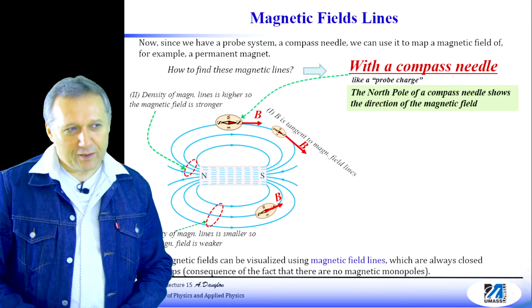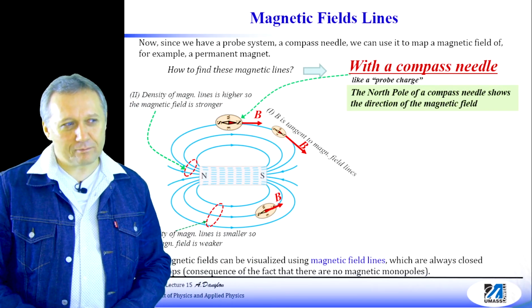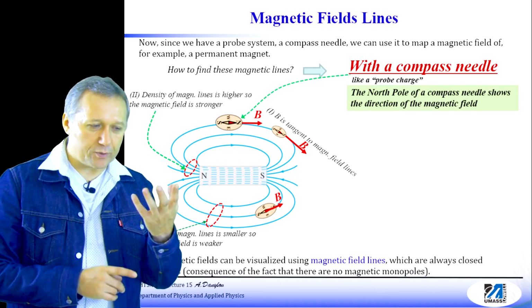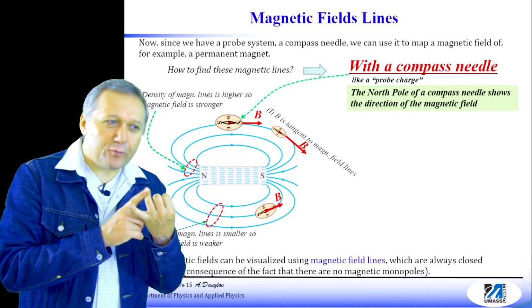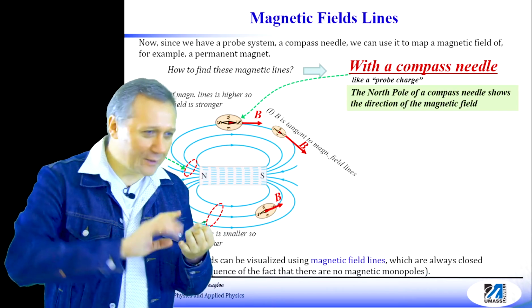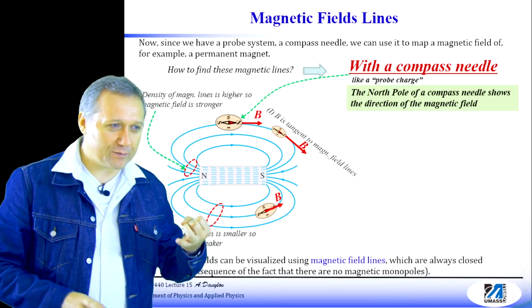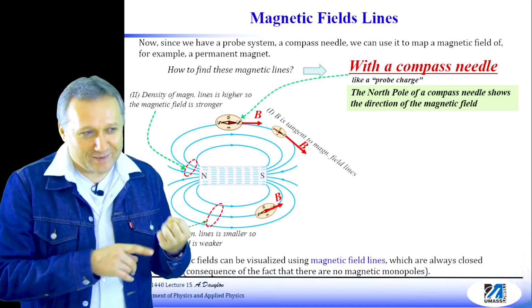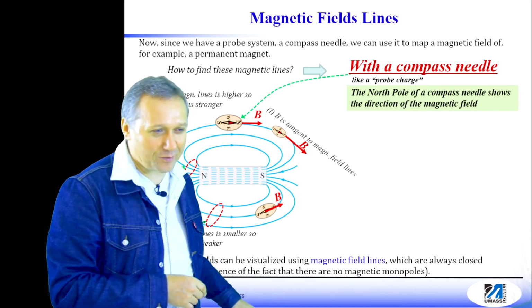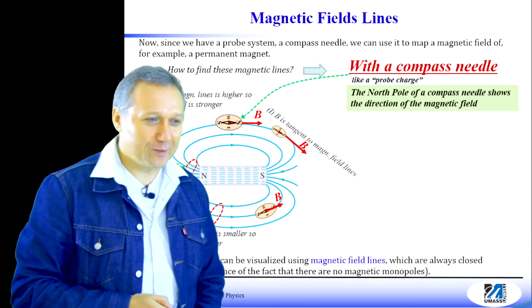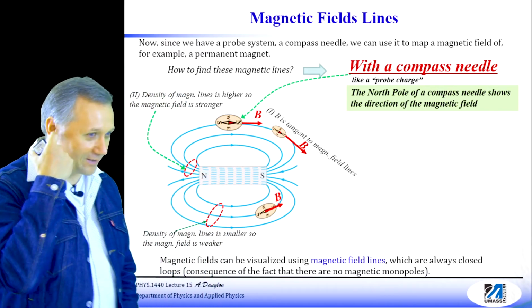If you find an example where they don't form closed loops, there are two options. Either you found a magnetic monopole and you will get the Nobel Prize next year, immediately, and you will be famous, right? Or your picture is just not correct. Usually the second option is the answer.